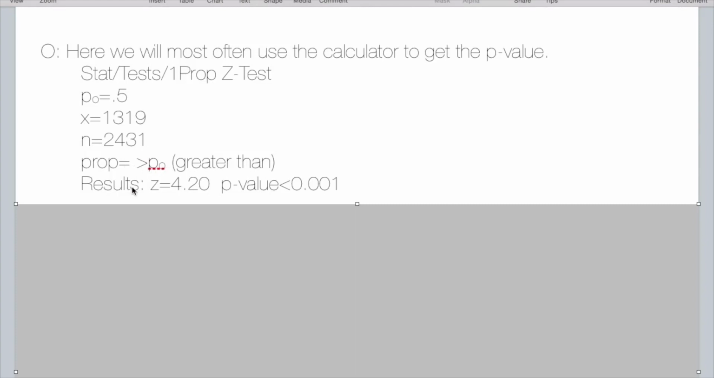Our results, obviously the z was equal to 4.2, and the p-value is, and we're just going to write it this way because it's less than 0.001. So it's less than 1 out of 1,000. So extremely small probability in this case. So a couple of things I want you to recognize when you see a p-value like that. Number one, your results are very rare. They're very unlikely to occur given the standard scenario.